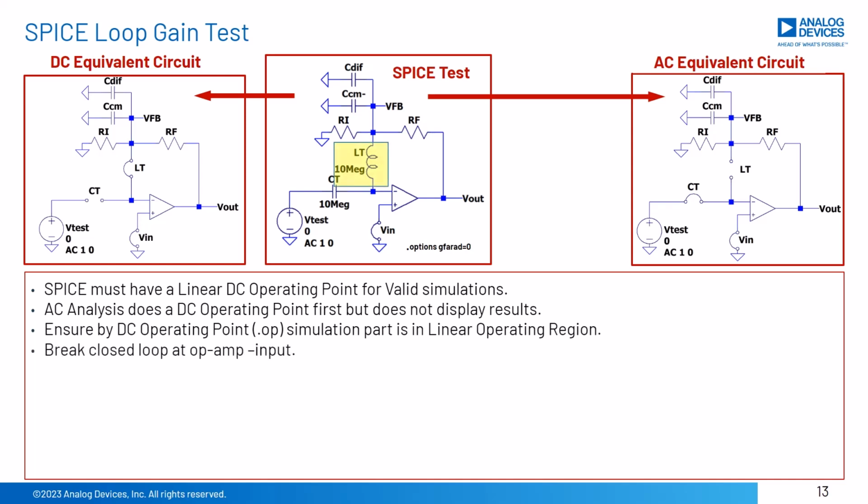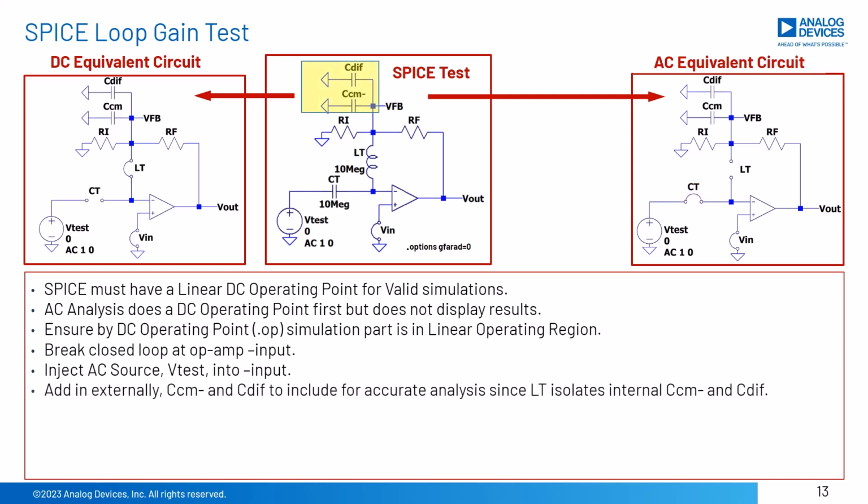We will break the closed-loop op-amp circuit at the inverting input by putting in a large value inductor, LT. Remember, LT is considered to be a short at DC and an open at any frequency of interest. We will then inject a test signal, V-test, through a large value capacitor, CT, into the op-amp's inverting input. Remember, CT is considered to be an open at DC and a short at any frequency of interest. Since this technique will isolate the internal common mode and differential mode input capacitances of the op-amp, they should be added externally, as shown for accurate sims.